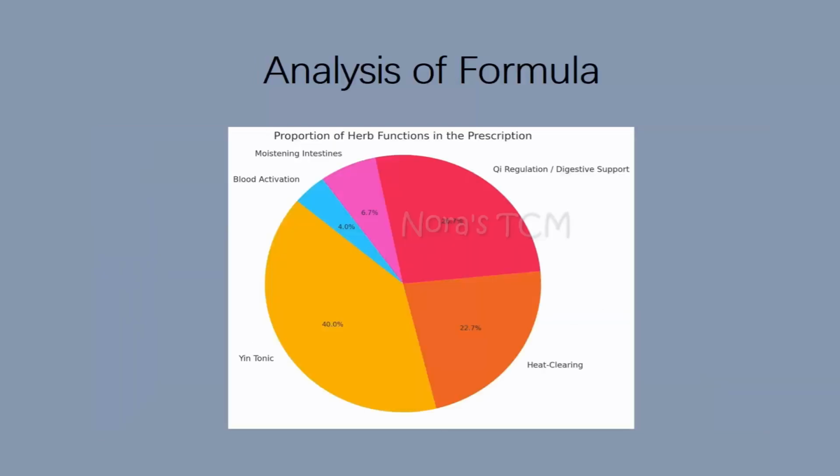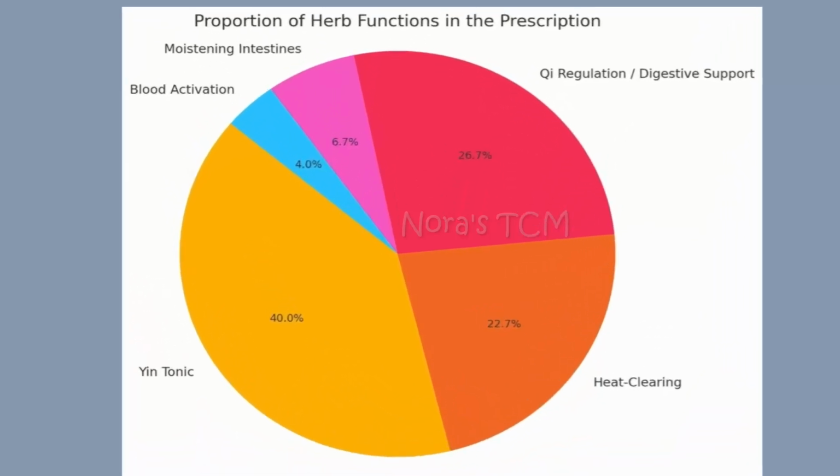Let's take a look at the proportion of each function in the formula. We can see tonify yin, nourish yin occupies nearly 40%, clearing heat and coping with the dryness occupies 22.7%, and also regulating qi, promoting digestion, and support occupies 26.7%. So these are the three main parts in the doctor's idea to cope with the disease: nourish yin, regulate qi, and resolve the dryness. And also, with some accompanying symptoms like the need to moisten the large intestine, maybe the patient complained of constipation, that is why the doctor used one herb to cope with the situation.